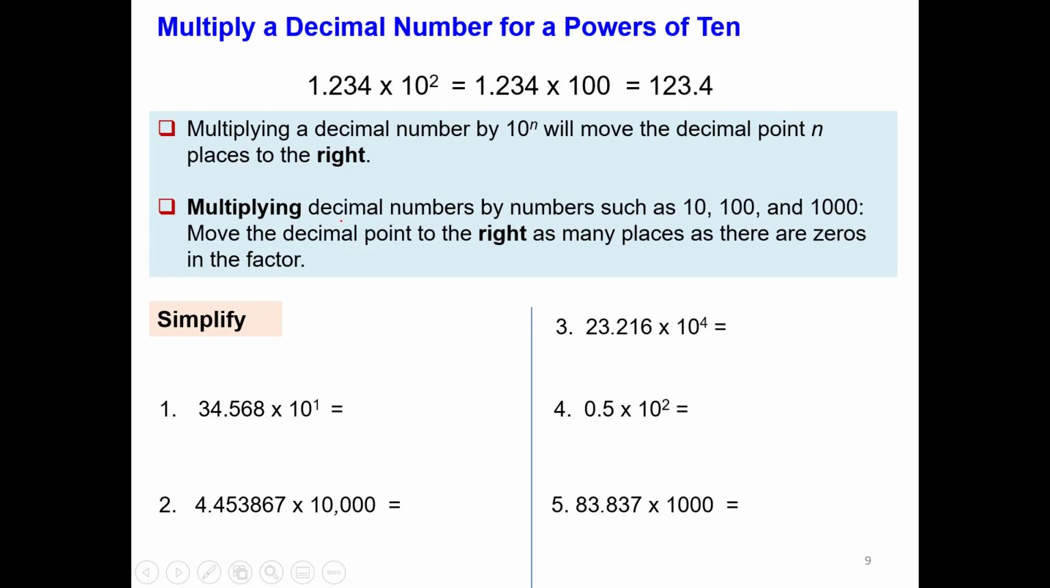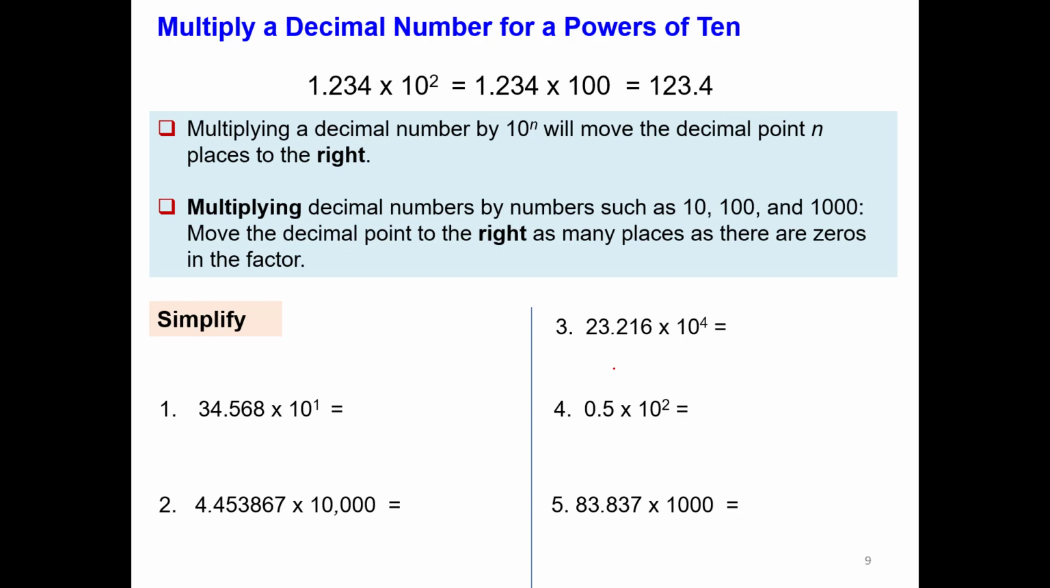Also, if we multiply decimal numbers by numbers such as 10, 100, 1000, or 10,000, move the decimal point to the right as many places as there are zeros in the factor. If we had 2 zeros, we move 2 places. Now let's multiply these numbers using this rule, and we can skip all the procedure we did in the previous slide.